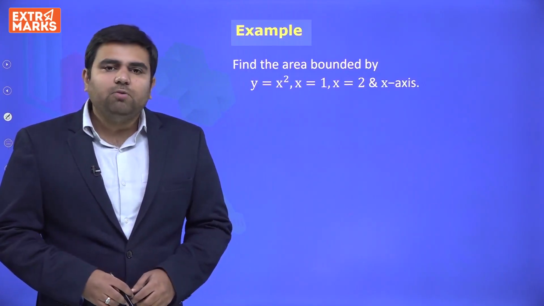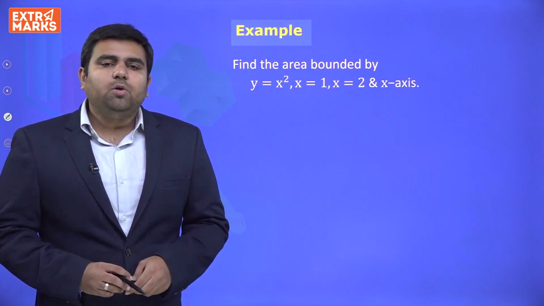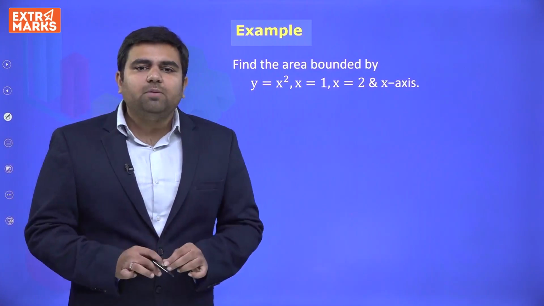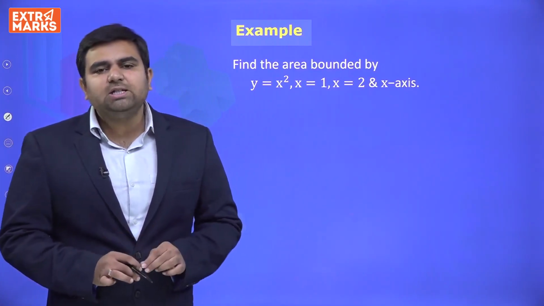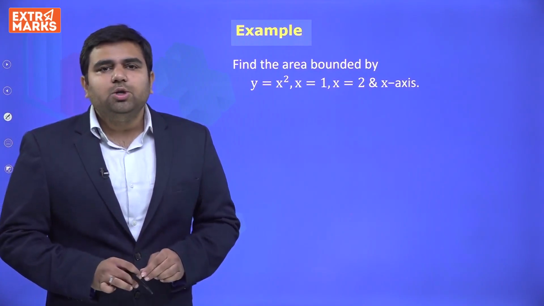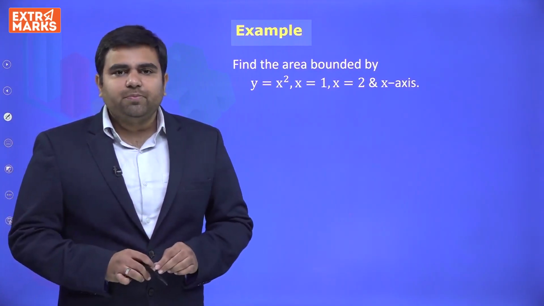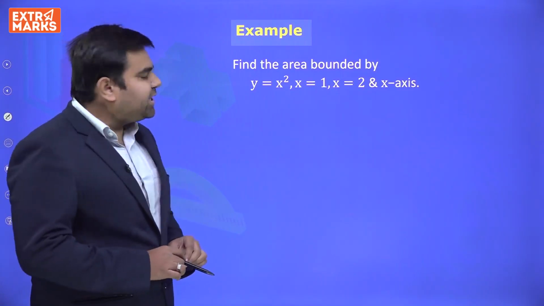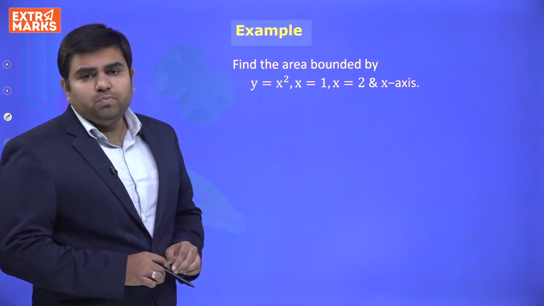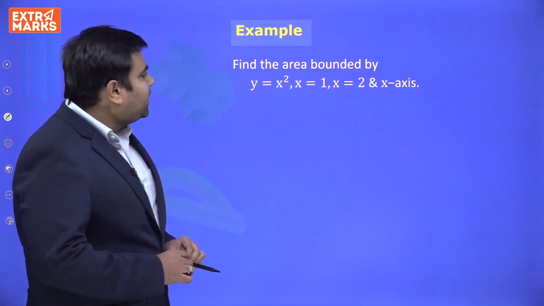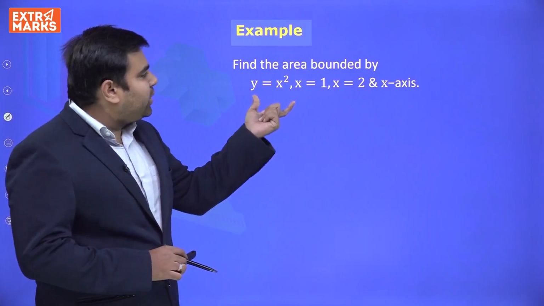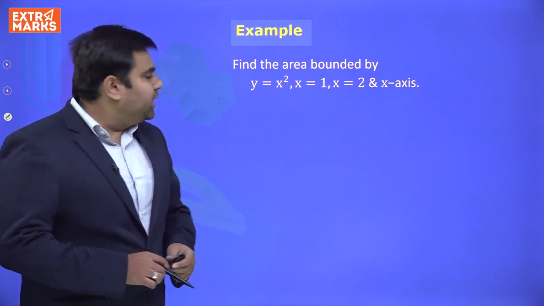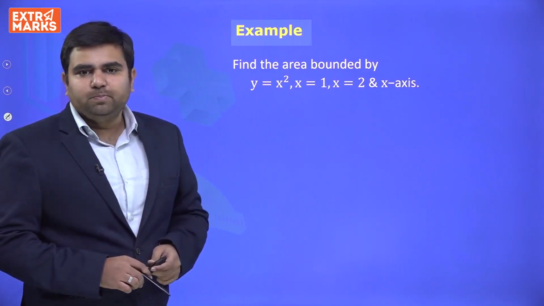So let us quickly solve a few questions based on whatever portion I have discussed till now. We will be solving some problems based on the three cases which I have discussed in the previous slides. We need to find the area bounded by y equal to x square, x equal to 1, x equal to 2 and the x-axis. First of all we need to draw the curve y equal to x square.